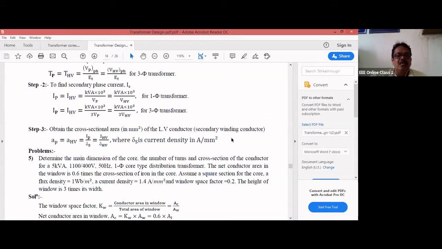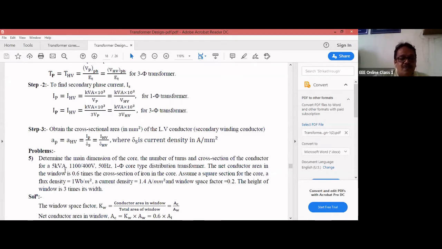As I told earlier, I have 5 problems. We will go through the entire analysis of the 5 problems. Determine the main dimensions of the core, the number of turns, and the cross section of the conductor. So along with the main dimensions of the core, what extra do you have to do here? Number of turns and cross section of the conductor, meaning the number of turns of primary, the number of turns of secondary, and you have to find out the cross section of the conductor of primary and secondary.